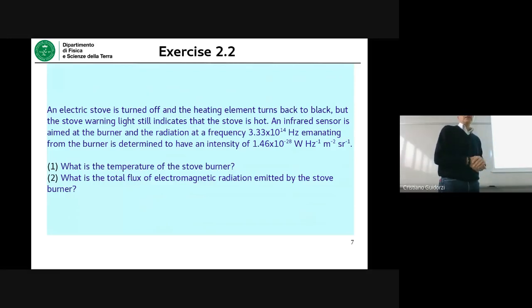So I remind you of the text. An electric stove is turned off and the heating element turns back to black, but the stove warning light still indicates that the stove is hot. An infrared sensor is aimed at the burner and the radiation frequency 3.33 10 to 14 Hertz emanating from the burner is determined to have an intensity of 1.46 10 to minus 28 watts per Hertz per square meter per steradian. What is the temperature of the stove burner? What is the total flux of the electromagnetic radiation?